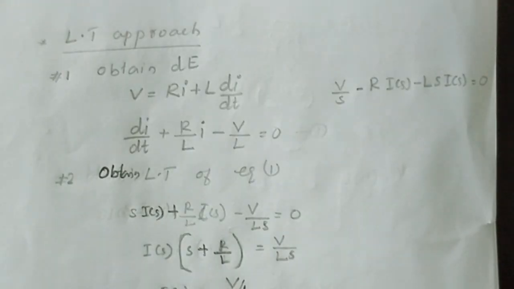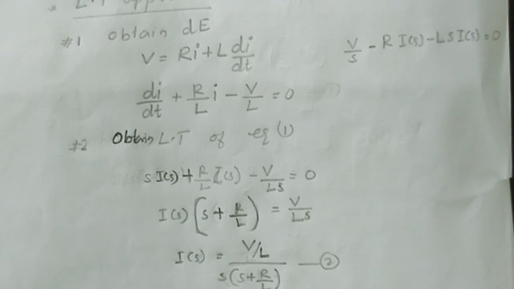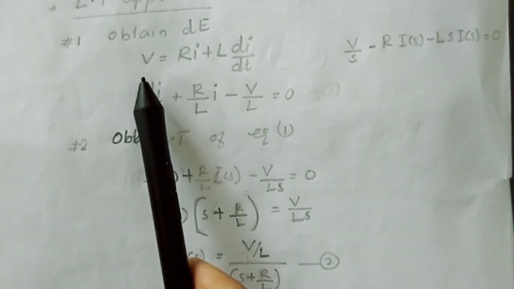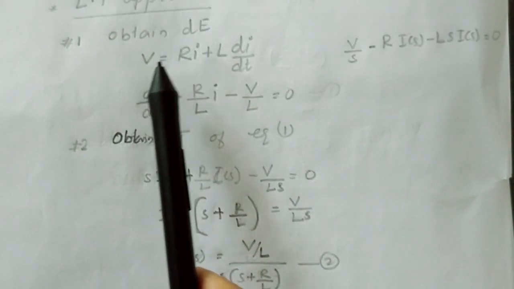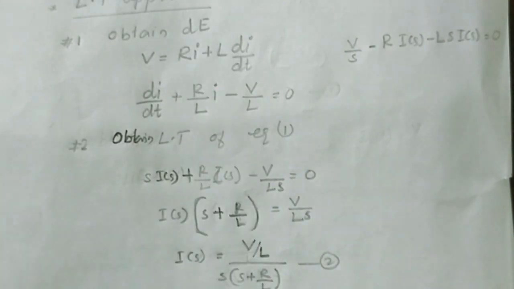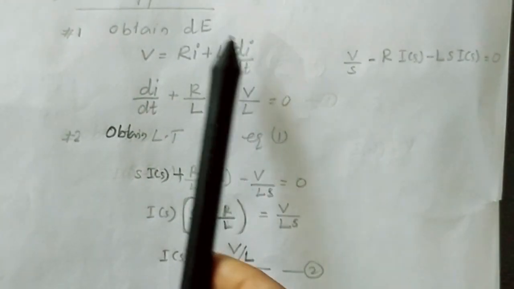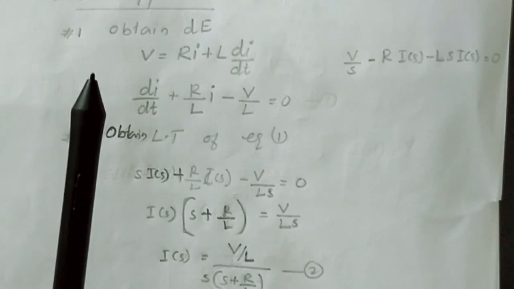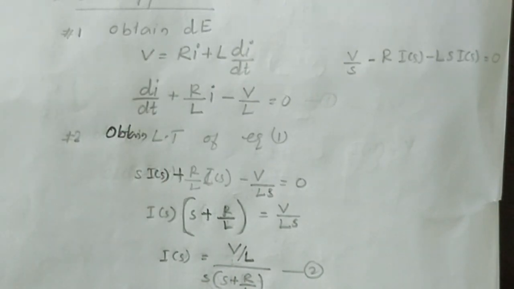Now let's see how to solve the above problem by means of the Laplace transform approach. As we discussed earlier, the first step in the solution, in both the conventional and Laplace transform approaches, is to obtain the differential equation governing the system. We got the differential equation governing the system as V is equal to R into I plus L into di by dt. In order to convert this differential equation, a basic awareness of some Laplace transforms is required.